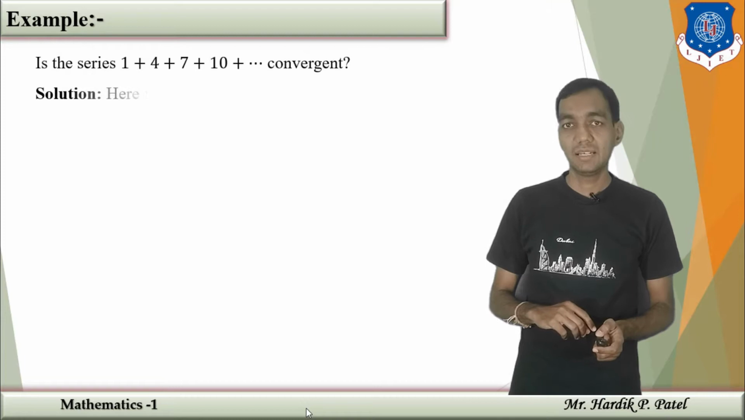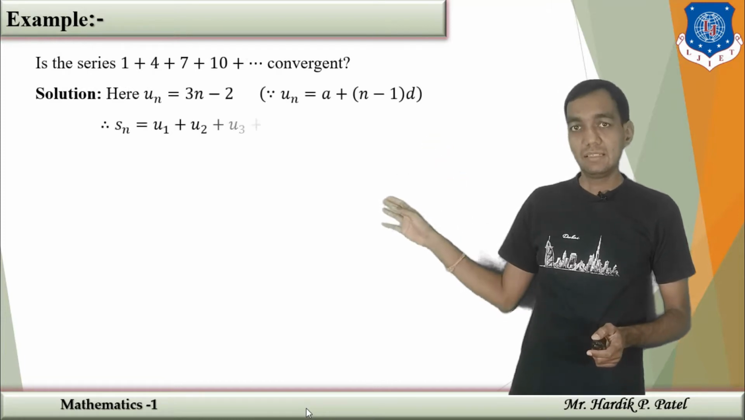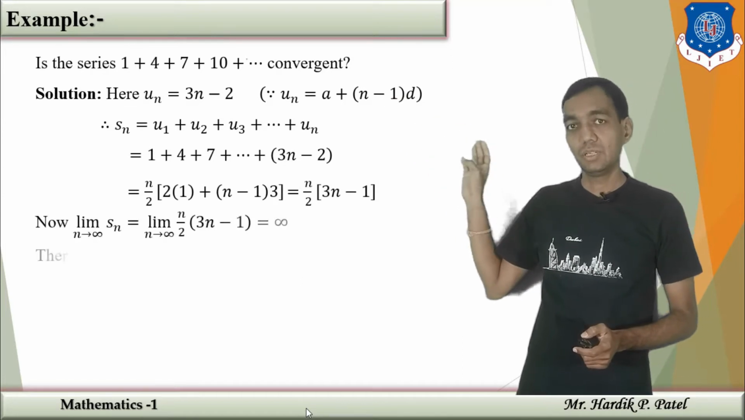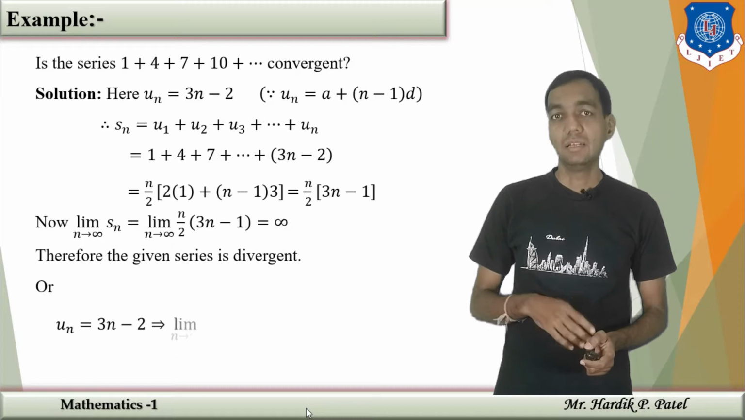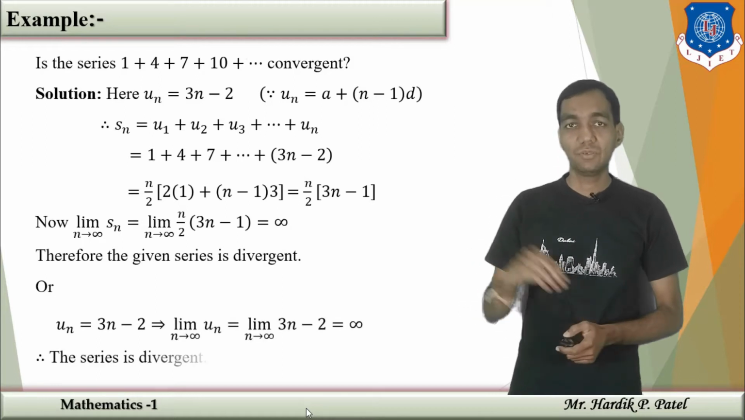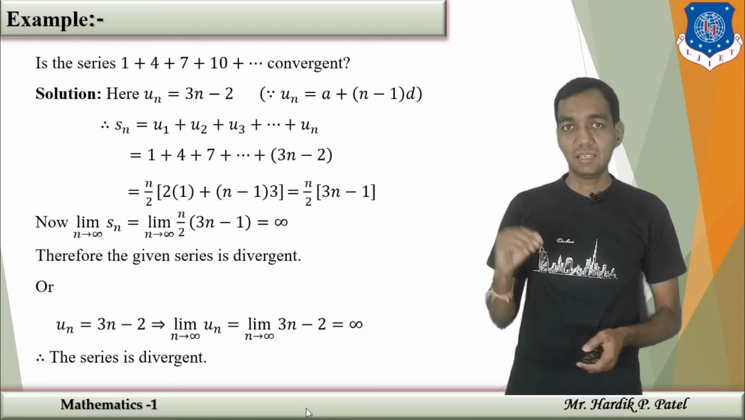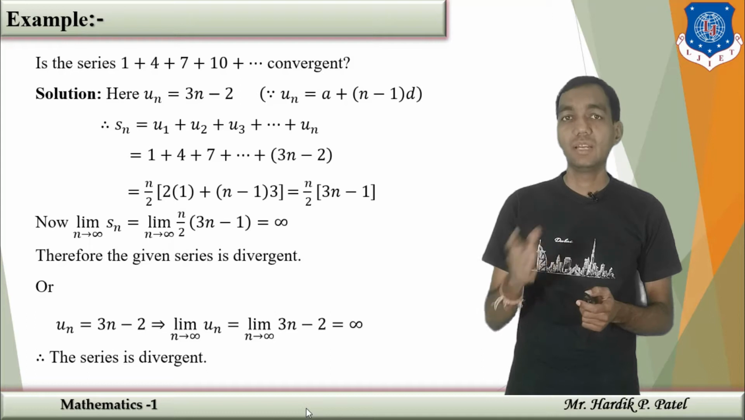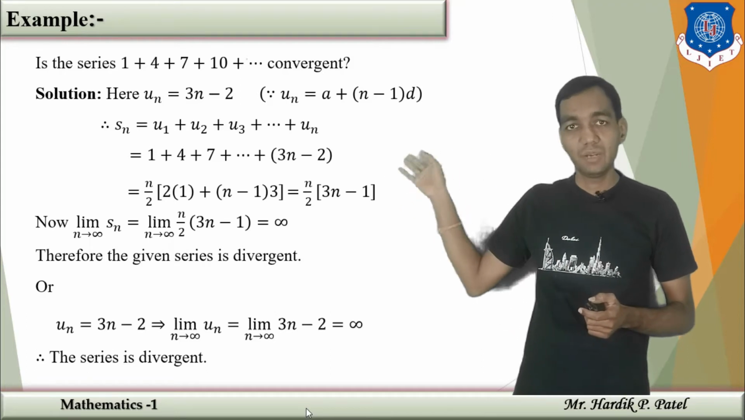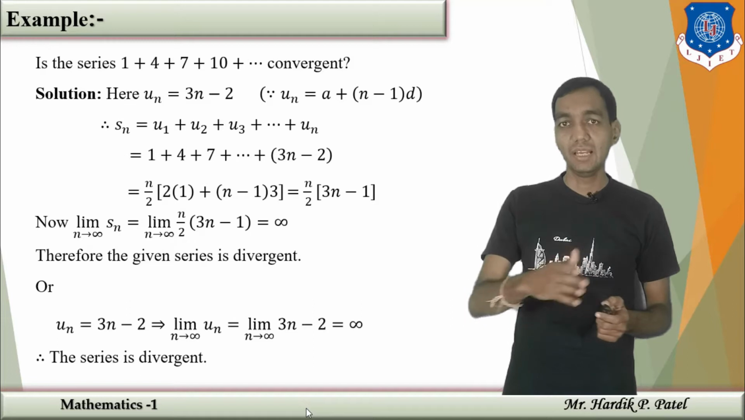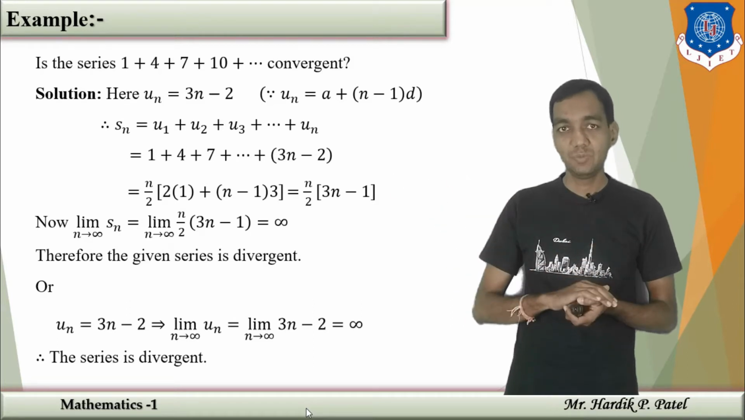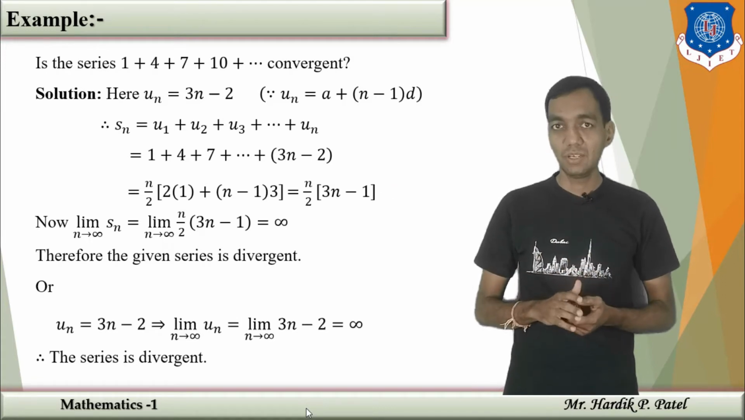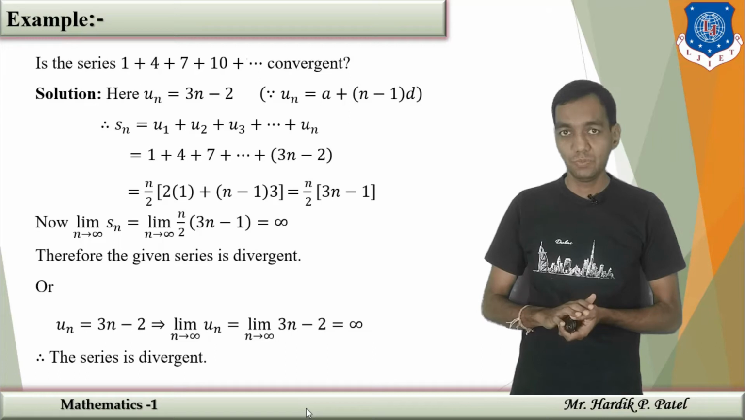Now, going with another example: is the series 1 plus 4 plus 7 plus 10 plus so on convergent? So we are going to decide the convergence of an arithmetic series. Since the given series is an arithmetic series, the nth term un is nothing but a plus n minus 1 times d, correct? So a is here 1 and d is the difference between two consecutive terms, which is 3. So putting those values, that will give you un is equal to 3n minus 2.